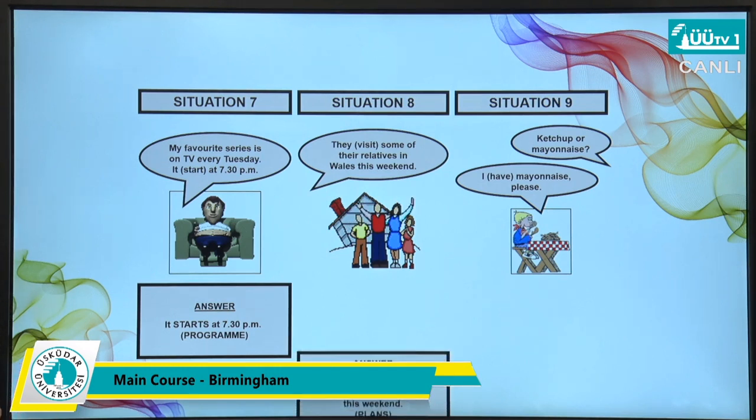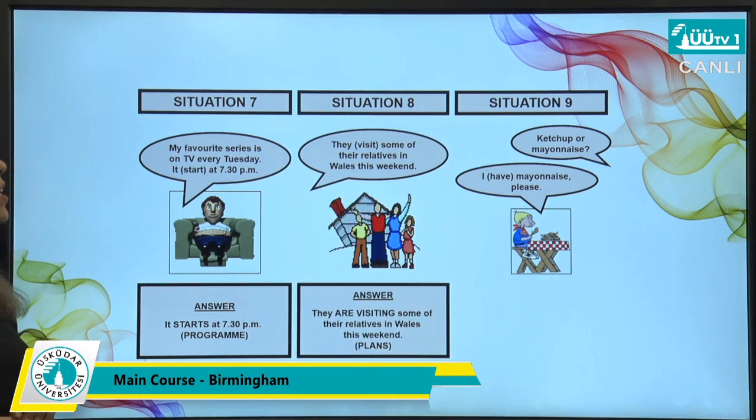In the next situation, "They visit some of their relatives in Wales this weekend." So, what is it? It is a plan. They are planning for it, so it should be they are visiting some of their relatives in Wales this weekend. So it is a plan, present continuous.